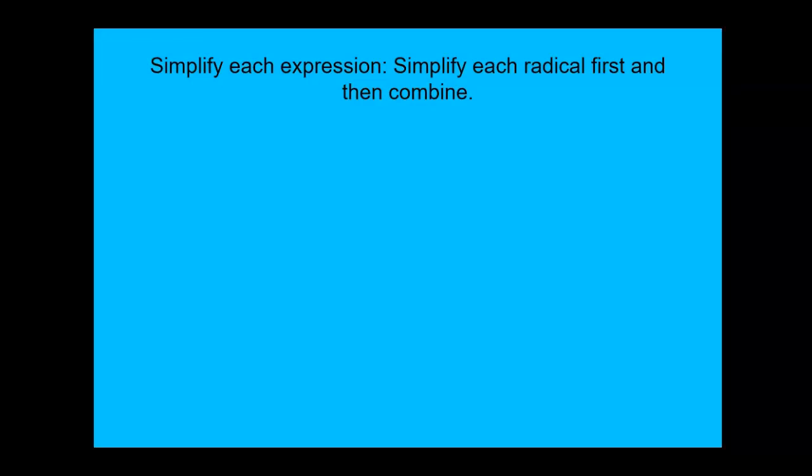If I can get it to come up. There we go. So 3 times the square root of 27 plus 5 times the square root of 48. So again, I'm going to simplify each one separately, and then I can see if they can be combined.